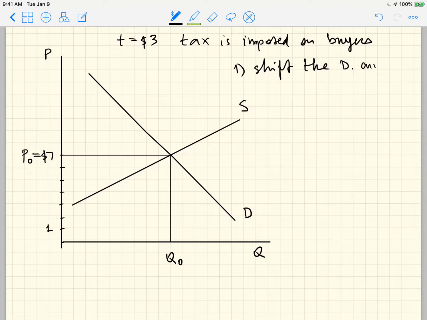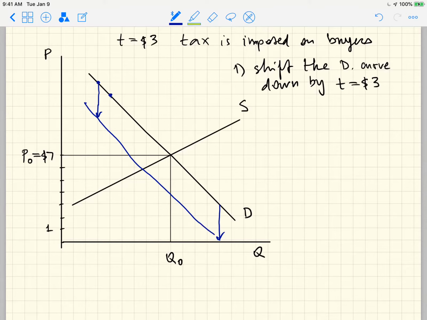The demand curve down by small t, which is $3. How do we do that? Well, similarly to the previous case, even though here we're shifting the curve down, the technique is the same. We take 2 points on the demand curve and maybe let's take this one and go 1, 2, 3. And then 1, 2, 3. That's how we get new points on the new adjusted demand curve.